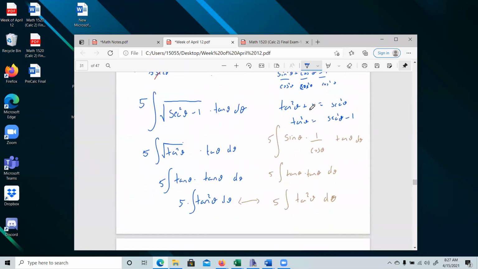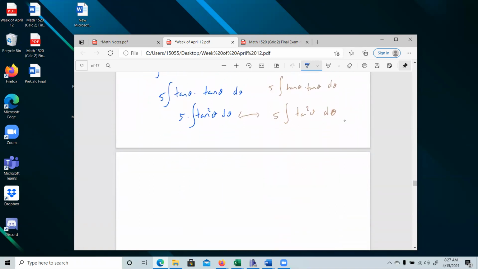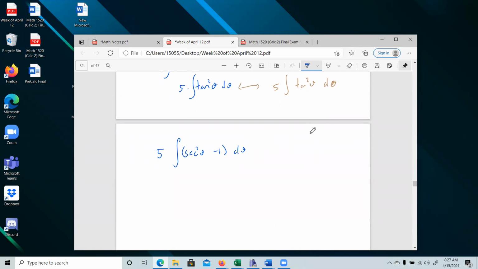So what we're going to do with this tangent here is turn it back into secant squared minus 1. So we have 5 times secant squared minus 1 d theta, and that's what we're going to integrate. Do you remember what the derivative of tangent was? The derivative of tangent was secant squared. It stands to reason that the integral of secant squared goes back to being tangent.